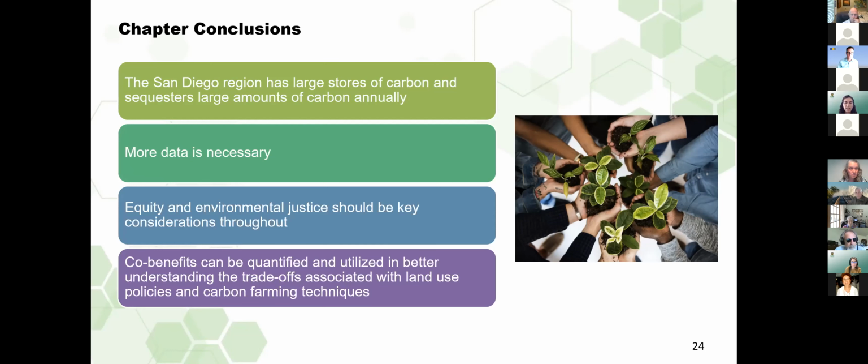Finally, co-benefits can be quantified and utilized to better understand the trade-offs associated with land use policies, carbon farming techniques, and other regional decision-making. All natural climate solutions have co-benefits, and understanding these can better inform decision-making.